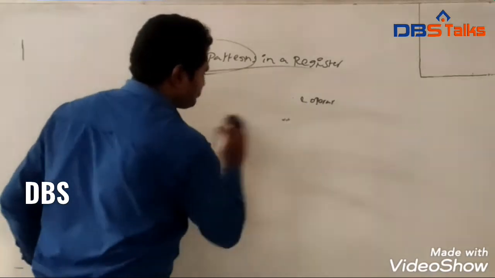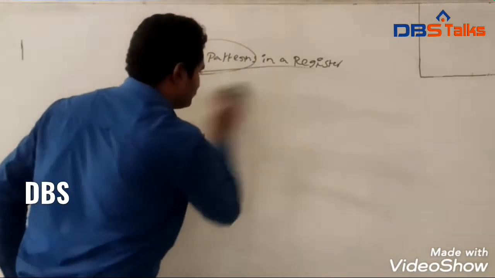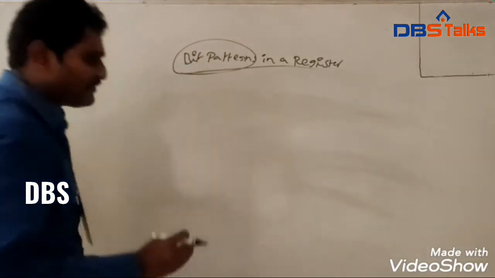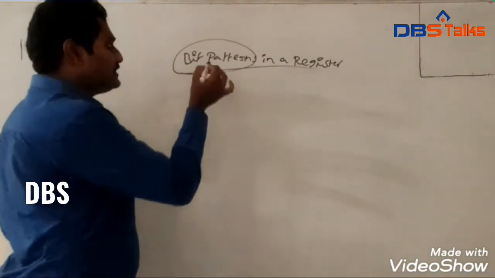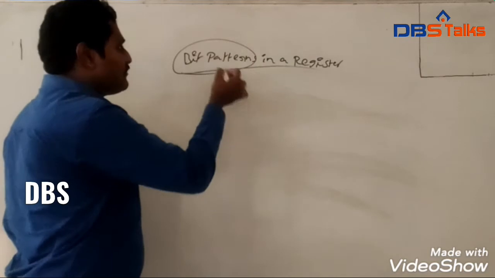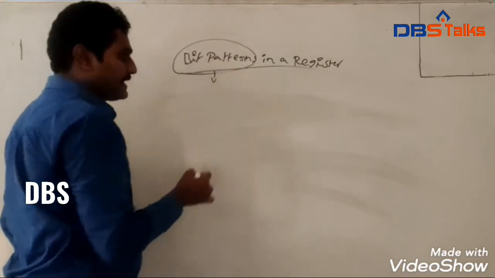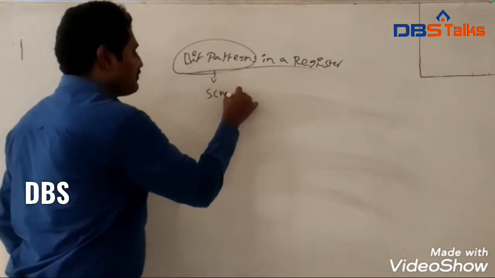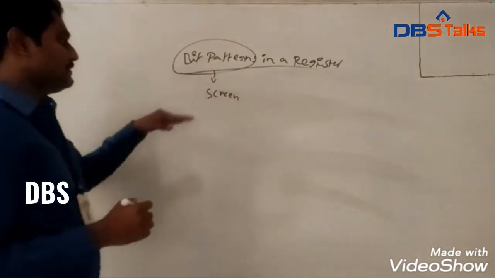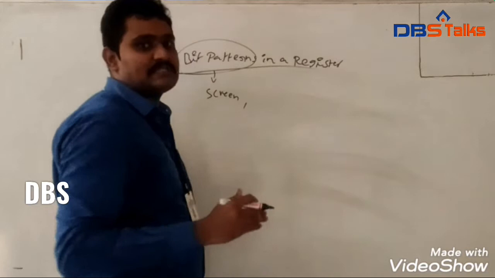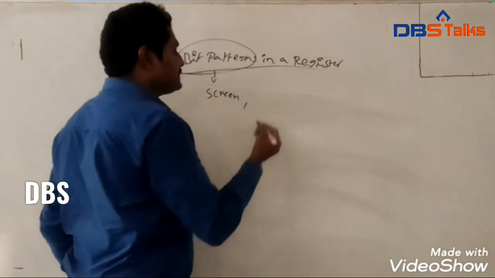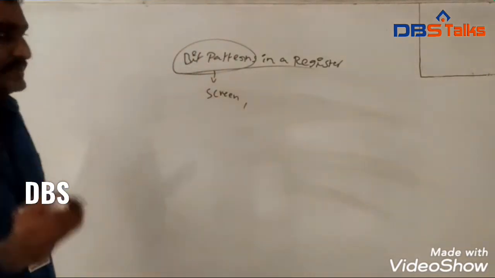If you want to insert the bit patterns into the register, we will call up these bit patterns onto a screen, and then the keyboard is used to insert the digital bits into the register. That is the bit numbers.